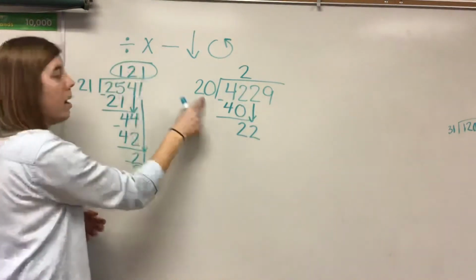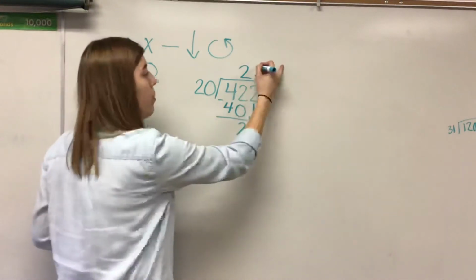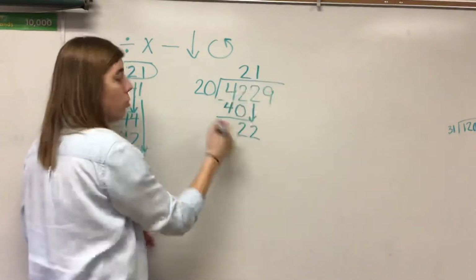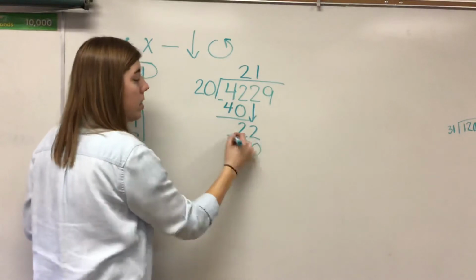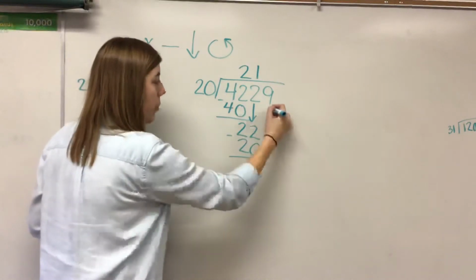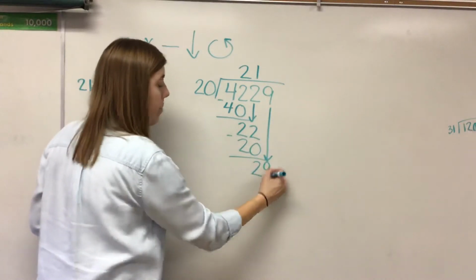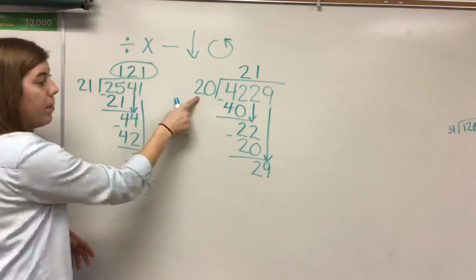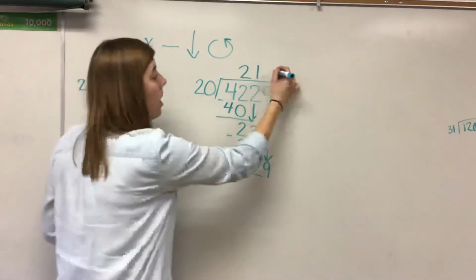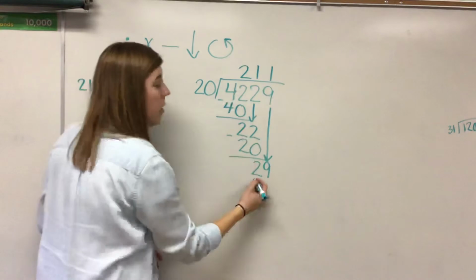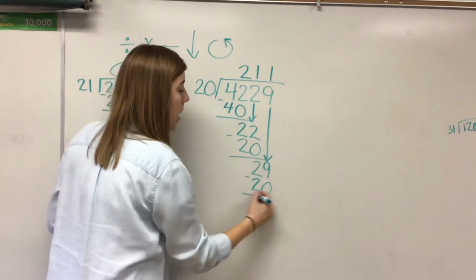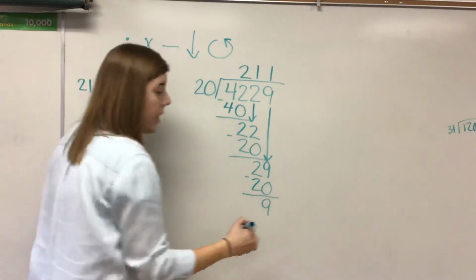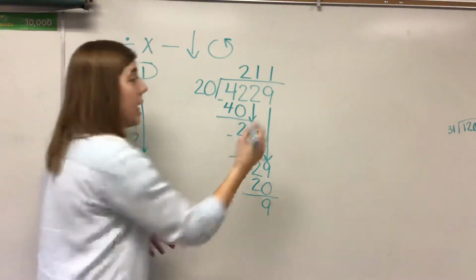So I'm back to divide. How many 20s can go into 22? That would be 1. 1 times 20 is 20. Subtract. Bring it on down and bring it on back. Divide. How many 20s can go into 29? 1. 1 times 20. Subtract. Nothing else to bring down, so my remainder is 9.